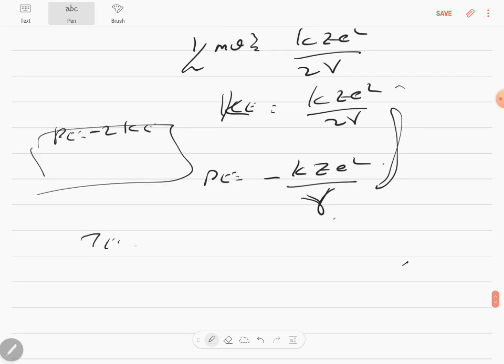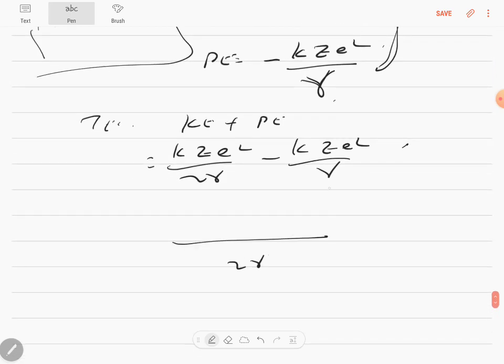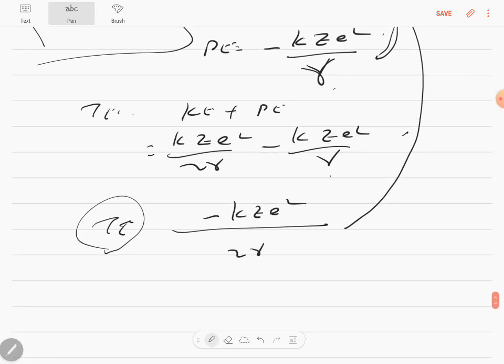The total energy is nothing but kinetic energy plus potential energy, which is k z e square by 2r minus k z e square by r. The LCM for this is 2r, so we multiply this with a 2. So it's minus k z e square by 2r, which is nothing but the negative of the kinetic energy. Therefore, total energy is the negative of kinetic energy.